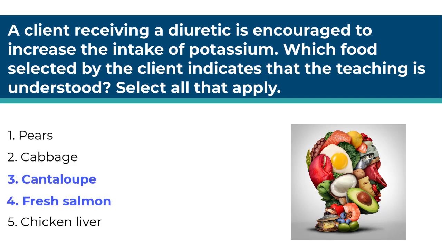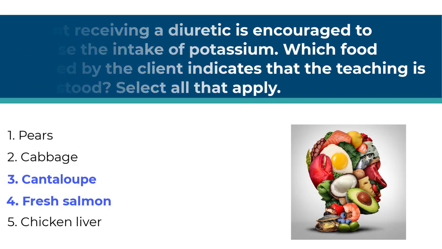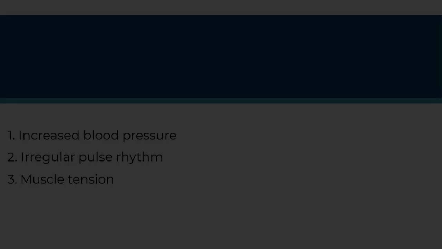Cantaloupe and salmon are excellent sources of potassium. 1 cup of cantaloupe contains 427 milligrams of potassium, and 3 ounces of salmon contain 305 milligrams of potassium. The other foods listed have 100 milligrams or less in a serving size.